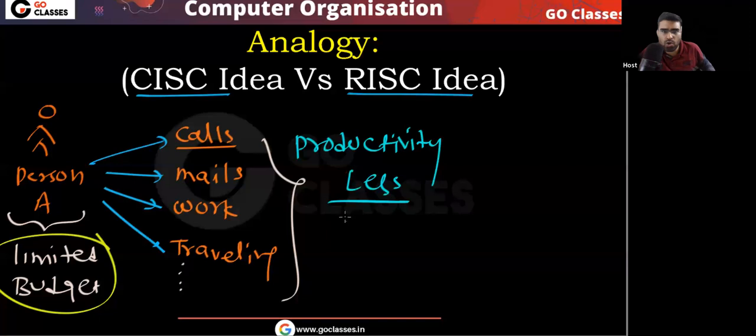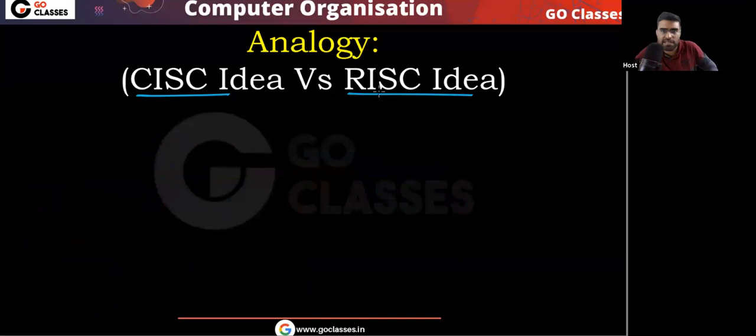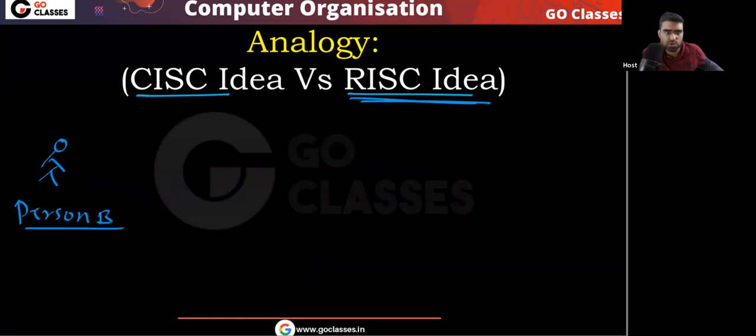Now, this is the idea of CISC. Sorry, this is the CISC idea, this is the approach of CISC. Is this clear? Now, what is the RISC idea? The RISC idea is something like this: let's assume this person B wants to start a company, and there is no limitation on the budget. So basically, budget is there. He has a good budget.